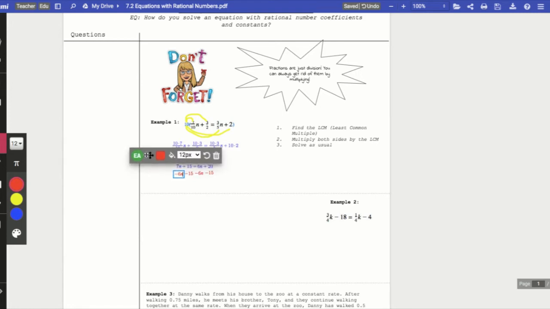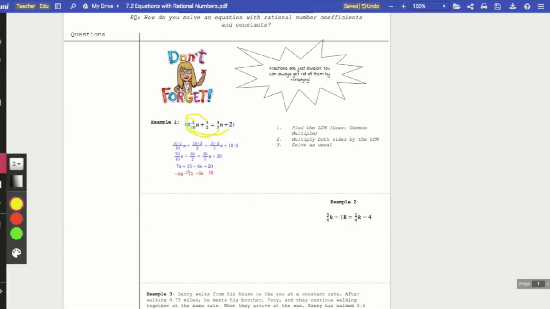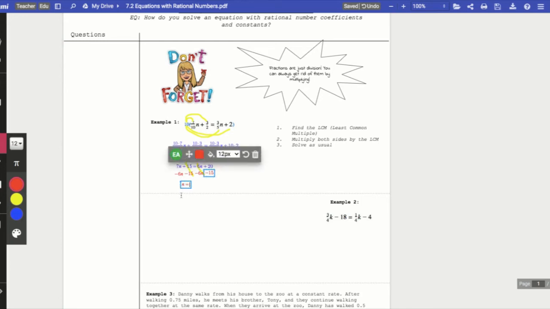All right, so I have some things that end up canceling out. Remember, I'm going to have the 15s cancel and the n's on the right cancel. So then 7n minus 6n is going to get me 1n, or just n, right? And then 20 minus 15 is 5. So n equals 5. And then we're done.